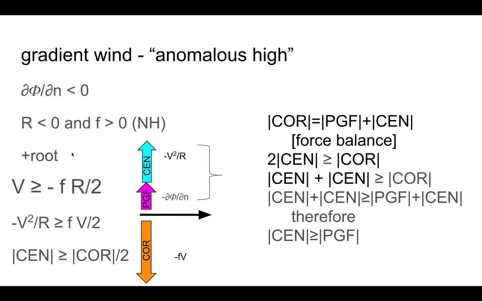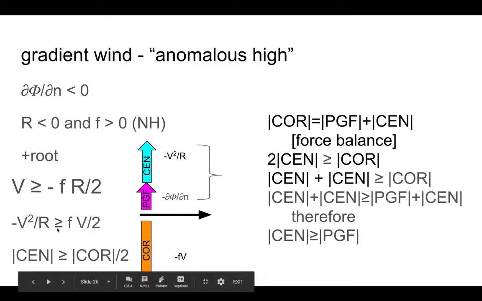And we can go through and analyze these terms to prove that that's the case. Okay, and so if v is greater than minus fr over 2, you can multiply both sides by minus 1 over r, since r is negative. You see minus v squared over r is greater than fv over 2.